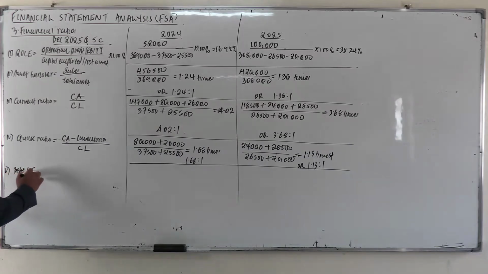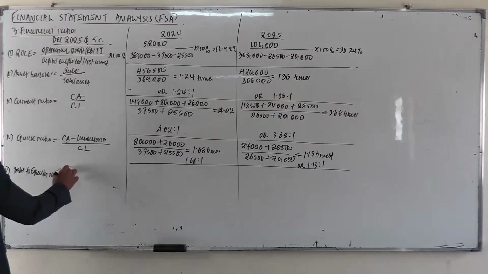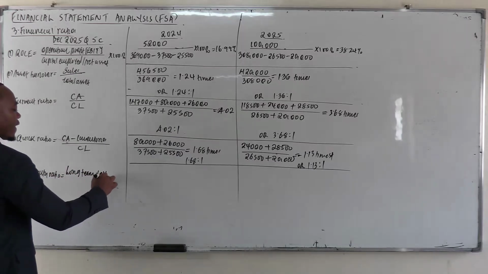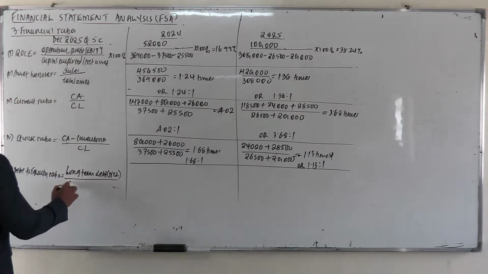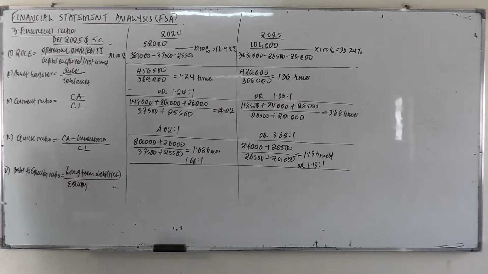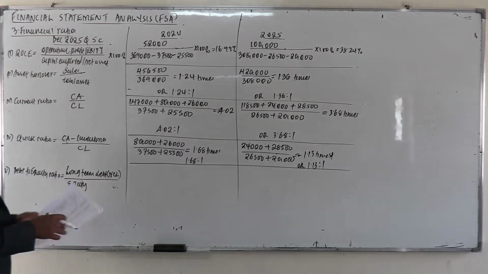So debt to equity ratio. This is part of the gearing ratio. How do we get the debt to equity ratio? By taking the long-term debts, which is the non-current liability, then you divide by the equity. Equity is made up of the ordinary share capital, share premium, and retained earnings, not preference share capital. Preference share capital is not part of it.